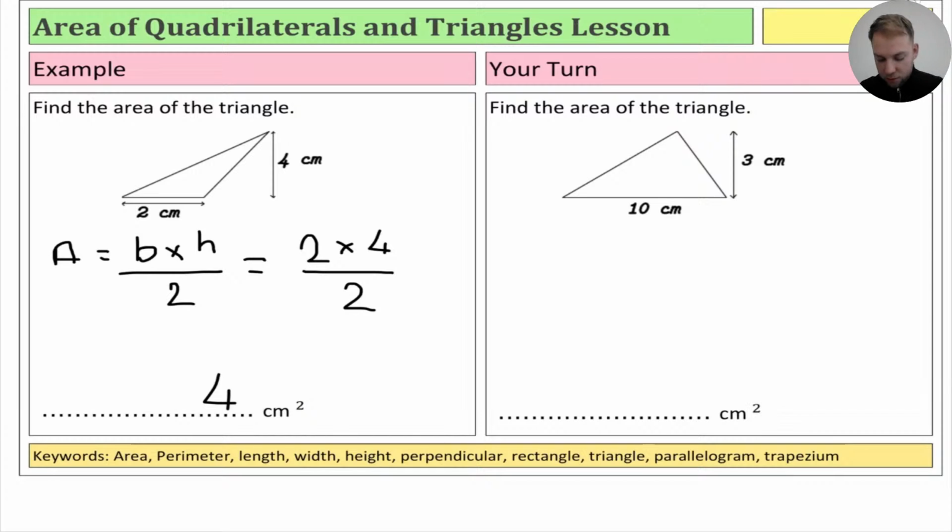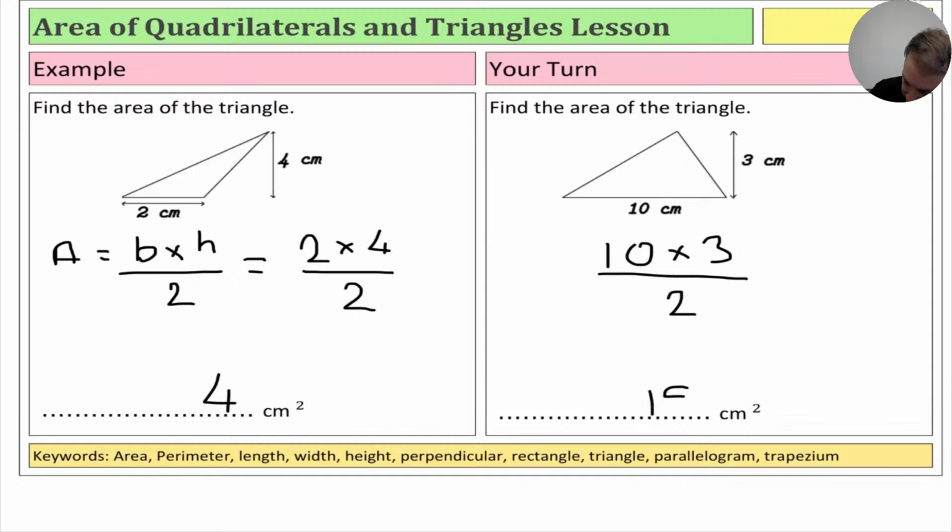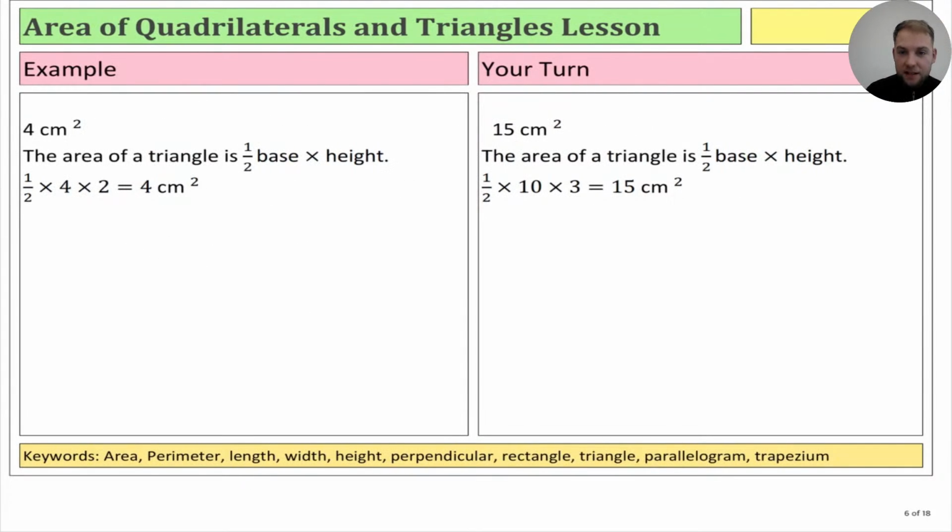So let's have a little go at that one on the right-hand side then. Again, what do people always forget to do? They always forget to divide by 2. So with this one here, it's going to be 10 times by the 3. Don't forget to divide by 2. And 10 times by 3 is equal to 30. Divided by 2 is 15 centimetres squared. Brilliant. Well done to all those who got it right. So there's your answers if you want to check them.